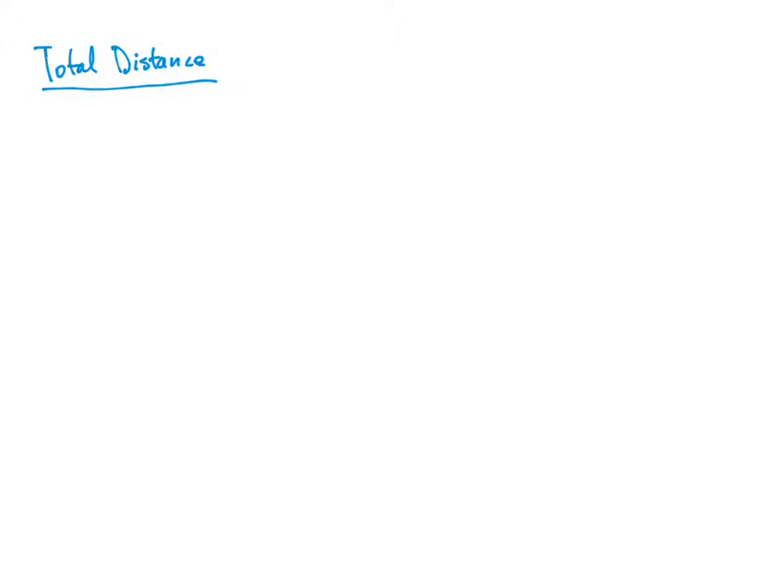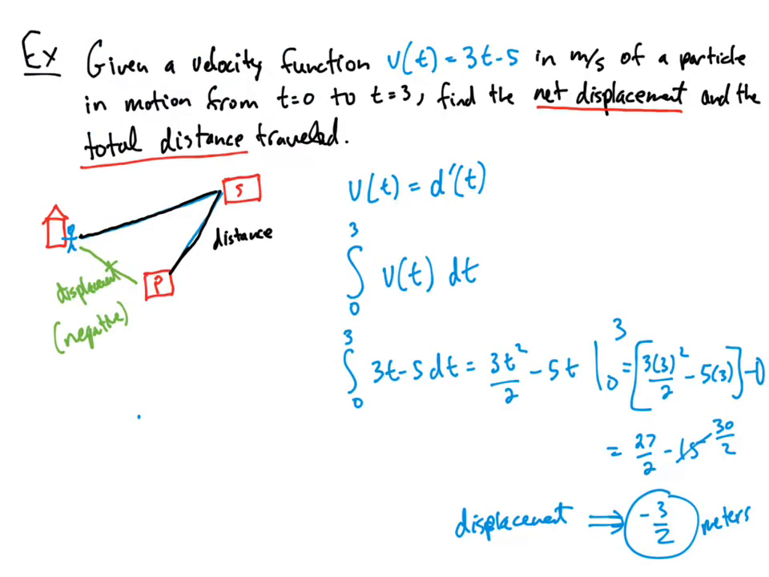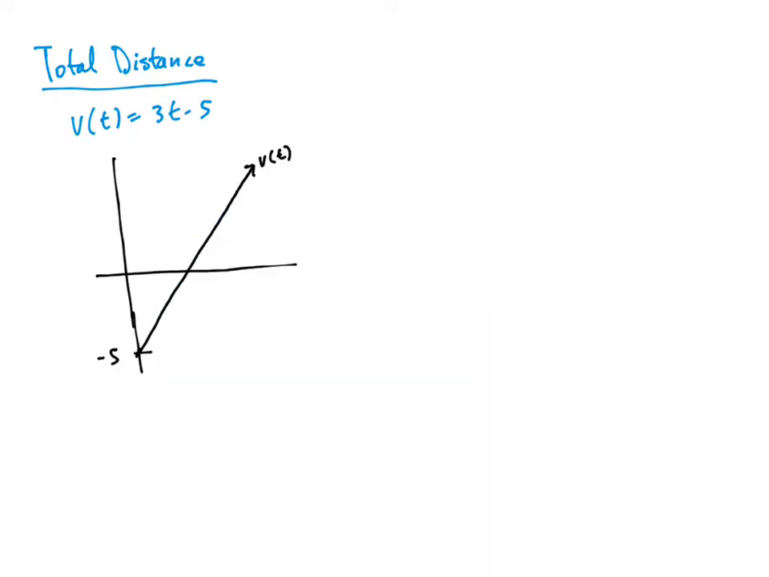However, let's look at what our function is. V of t is equal to 3t minus 5. If we graph this, we get a y-intercept of negative 5, a slope of positive 3. So the graph looks like this, that's going to be v of t. Okay, so we're looking between 0 and 3 seconds. So 0 seconds is going to be right here. 3 seconds, when I input 3, I get 9 minus 5, which is positive 4. So at 3 seconds, I'm up here at 4.